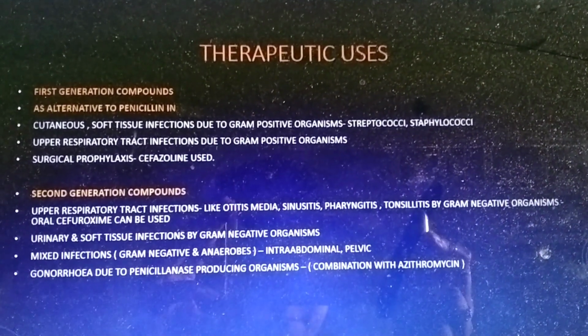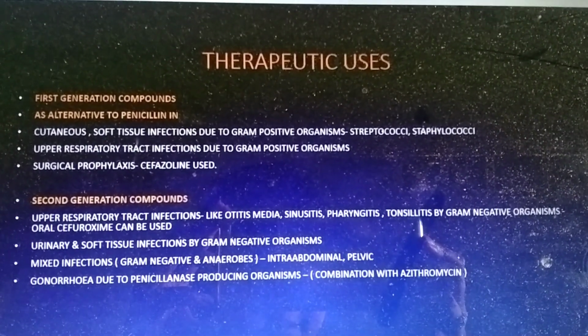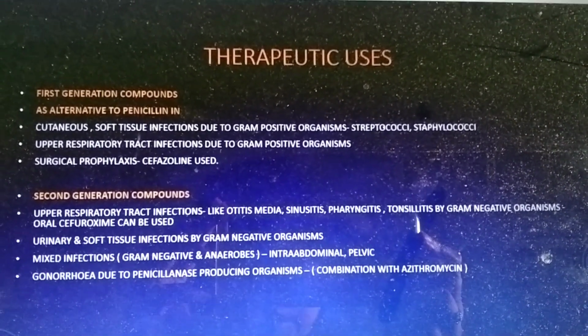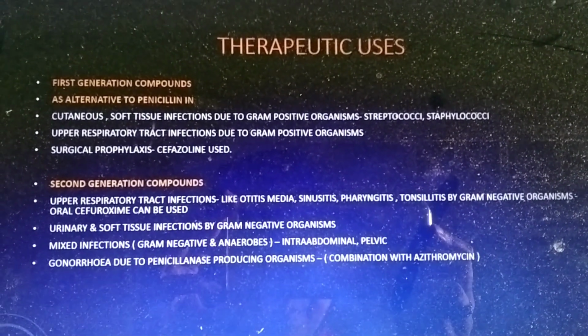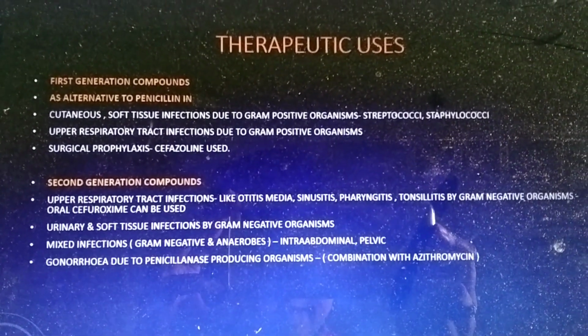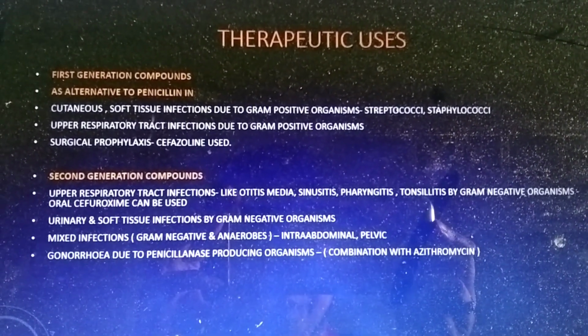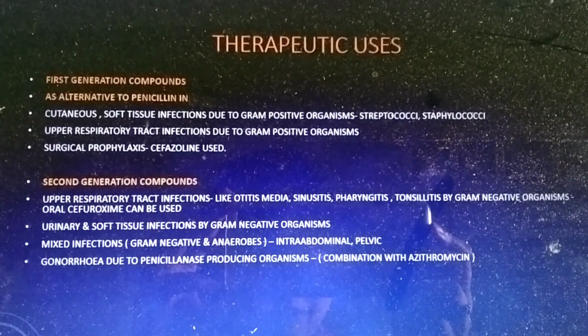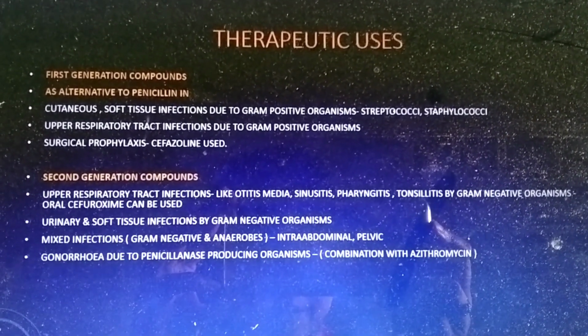Now coming to the therapeutic uses of cephalosporins. The therapeutic uses will be taken according to the generations. Now the uses of the first generation compounds. First generation compounds are used as an alternative to penicillin in cutaneous infections and soft tissue infections due to gram-positive organisms like streptococci and staphylococci.